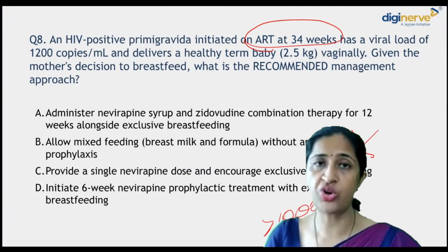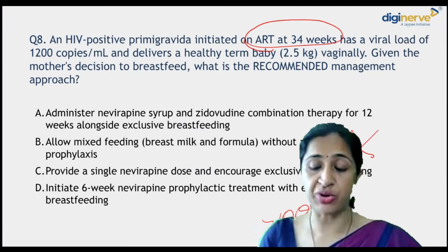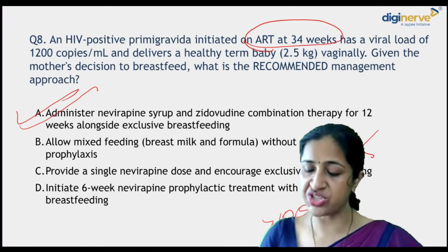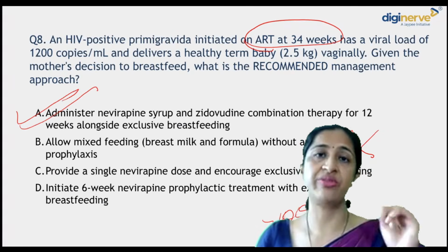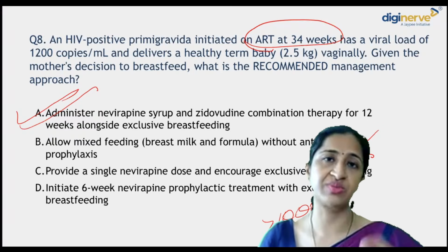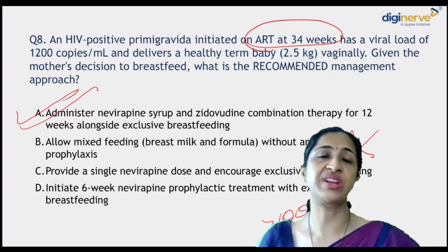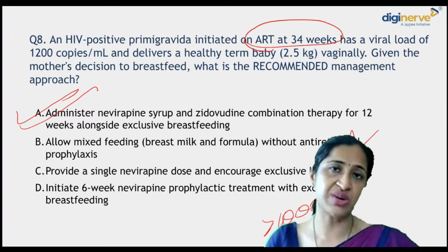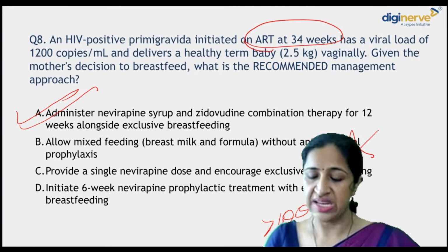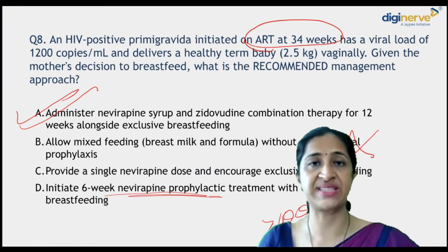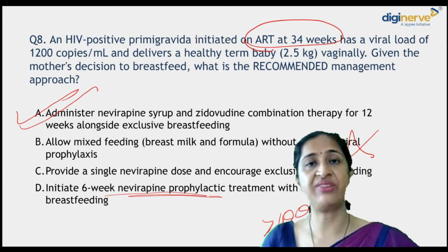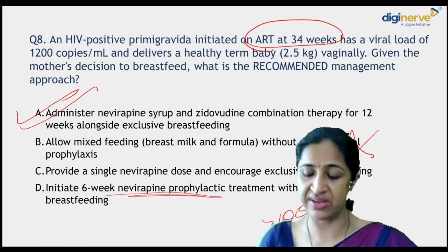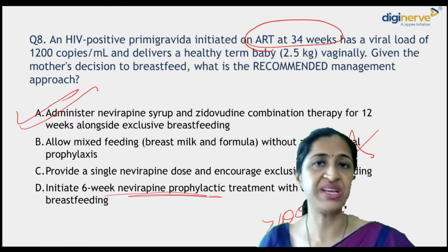So, what are you going to do? You're going to give the best possible protection. The best possible protection is nevirapine and zidovudine for 12 weeks alongside exclusive breastfeeding, and then we are going to test. At 6 weeks of age, we will test, we will continue, then we will start oral cotrimoxazole and go further. This 6 weeks of nevirapine prophylaxis would have been if this mother had a high viral load but had taken ART during pregnancy. That time, we would have perhaps given a single agent.